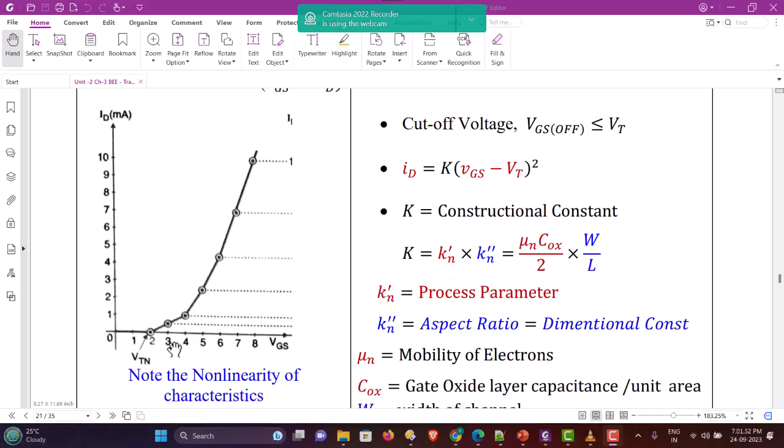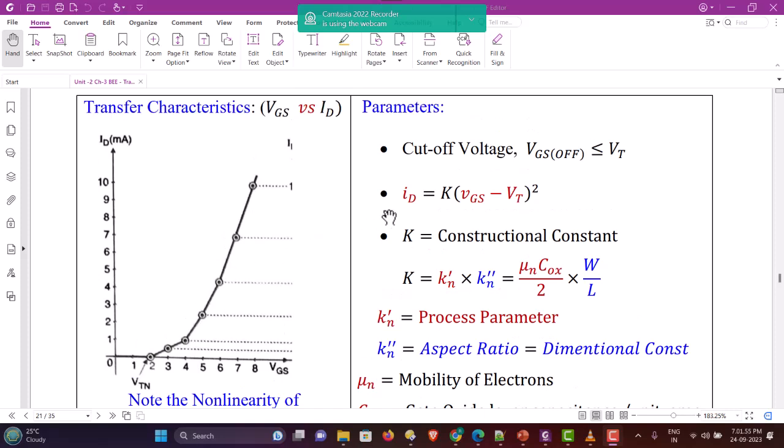Right. So these graphical characteristics can be analytically expressed by the expression ID is equal to K into (VGS minus VT) square. You will see it is a quadratic curve and it is a non-linear curve. If we consider a short interval from point A to point B, it can be considered approximately linear. But overall, under large signal conditions from low voltage to high voltage, the curve is nonlinear.